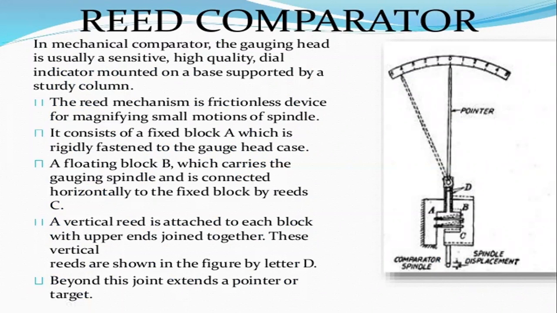So this is the reed type comparator, in which you get to see the comparator spindle displacement. These are the horizontal reeds, and these two are the vertical reeds. The pointer is attached to the free block, that is the floating block, in which a displacement can move the floating block upward, and this moves the pointer to either side.